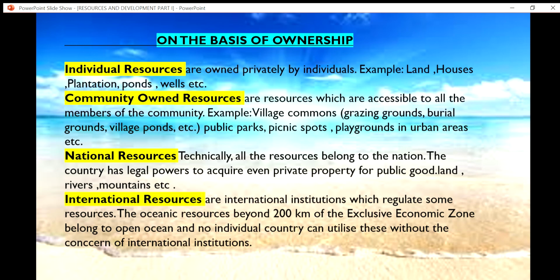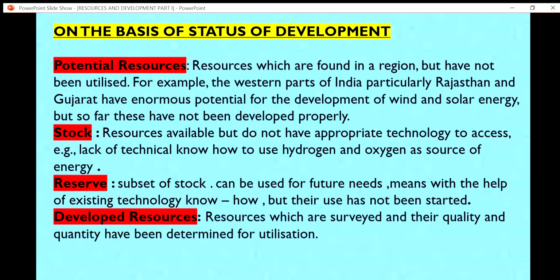Now, international resources. As we all know, resources beyond our reach, meaning the oceanic resources beyond 200 kilometers of the exclusive economic zone, belong to the open ocean, and no individual country can utilize these without the concurrence of international institutions. Now, on the basis of status of development, we can categorize resources as potential resource, stock, reserve, or developed resources.